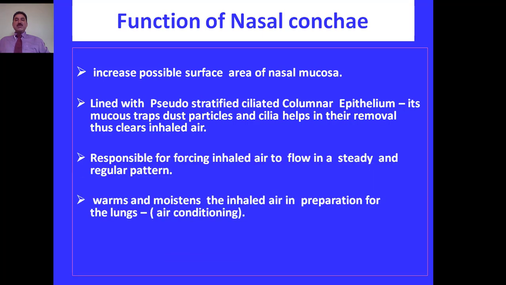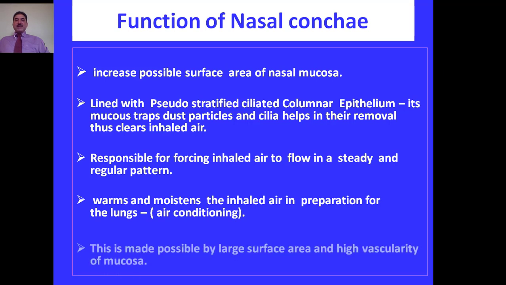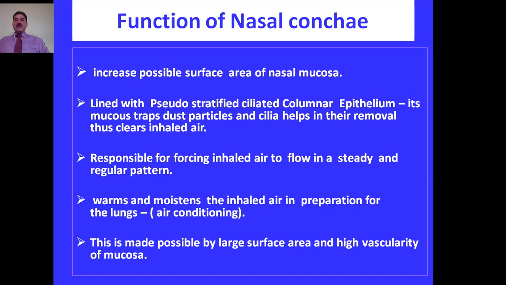These turbinates are also responsible for forcing inhaled air to flow in a steady and regular pattern. Lining mucosa of these turbinates also warms and moistens the inhaled air in preparation for the lungs. In other words, they cause air conditioning of the inspired air. This function is made possible by the large surface area and high vascularity of nasal mucosa.